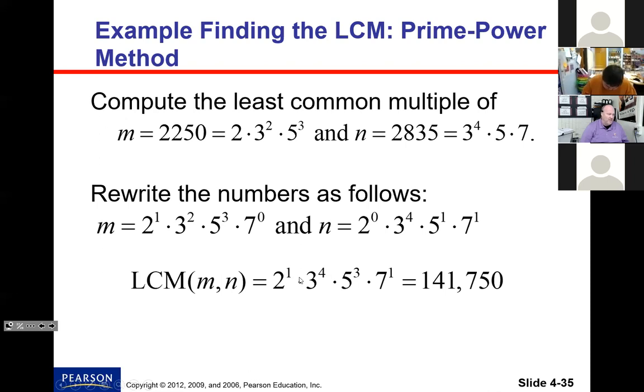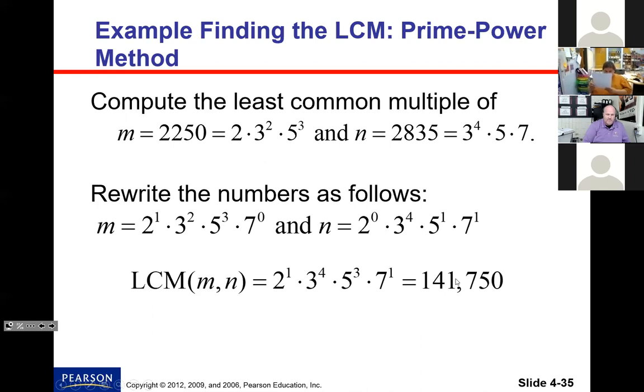Okay. So 2 to the 1 is 2, but 3 to the 4, right? 3 times 3 is 9, times that, that's going to be 81 right there. Okay. 5 to the 3 is 125. And 7 to the 1 is 7. And then if you multiply that, you get that big massive number there.